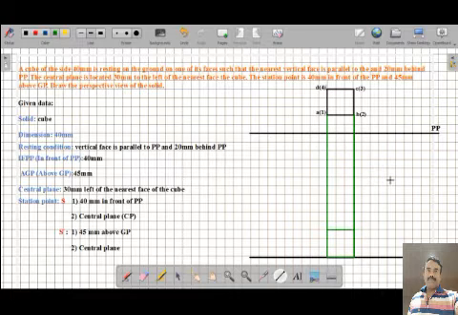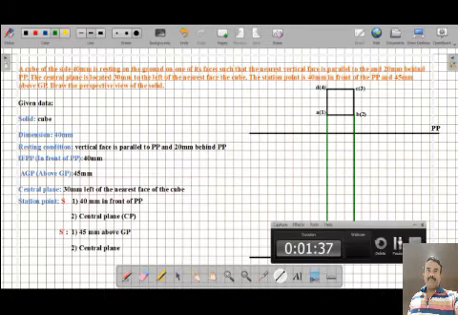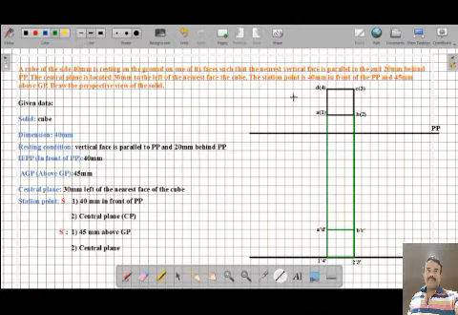So now draw the central plane line according to the given conditions. Here the central plane is located 30 mm to the left of the nearest face of the cube. So draw a line which represents the central plane. This will be seen as a vertical line. Now locate the station point S, similarly S dash for the front view. Both have to be located in the central plane.